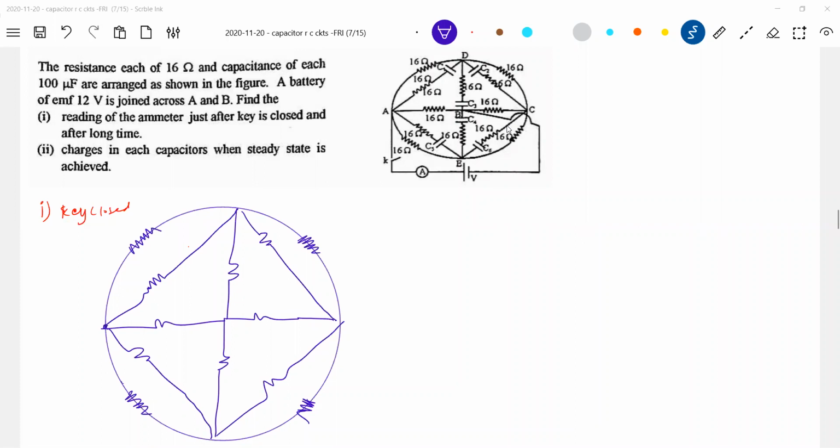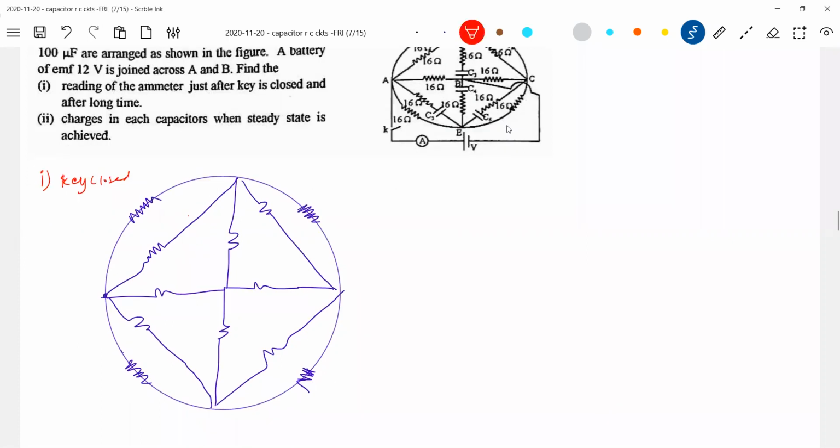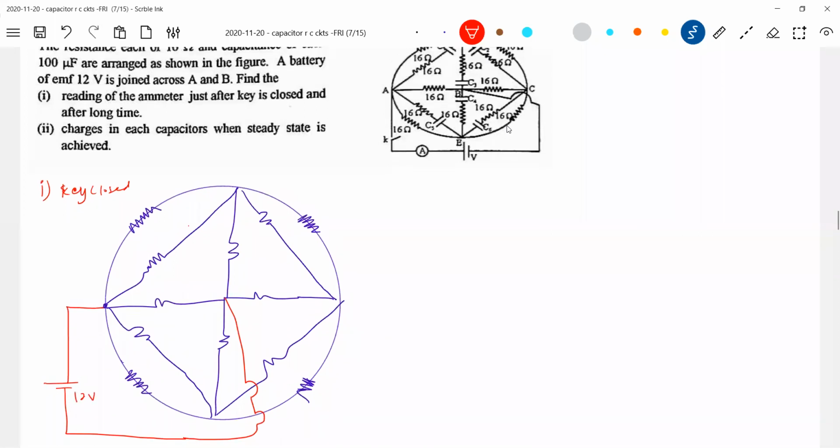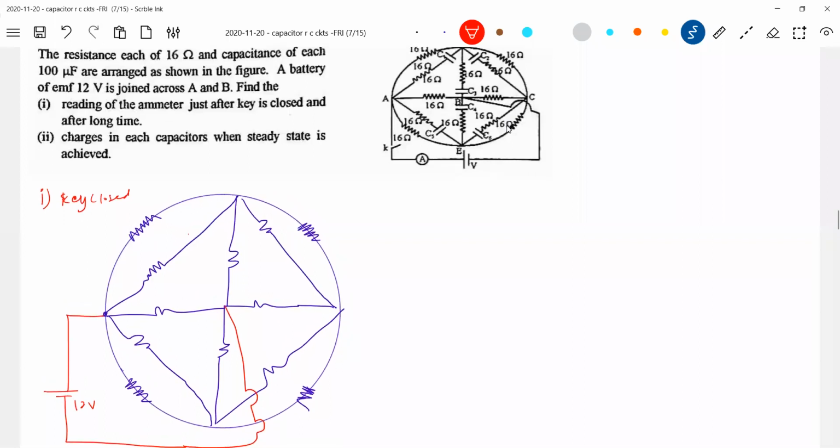Nine by eight. So everything okay. The cell will be there, a cell of V 12 volt. All are 16 ohm. All are having same R.